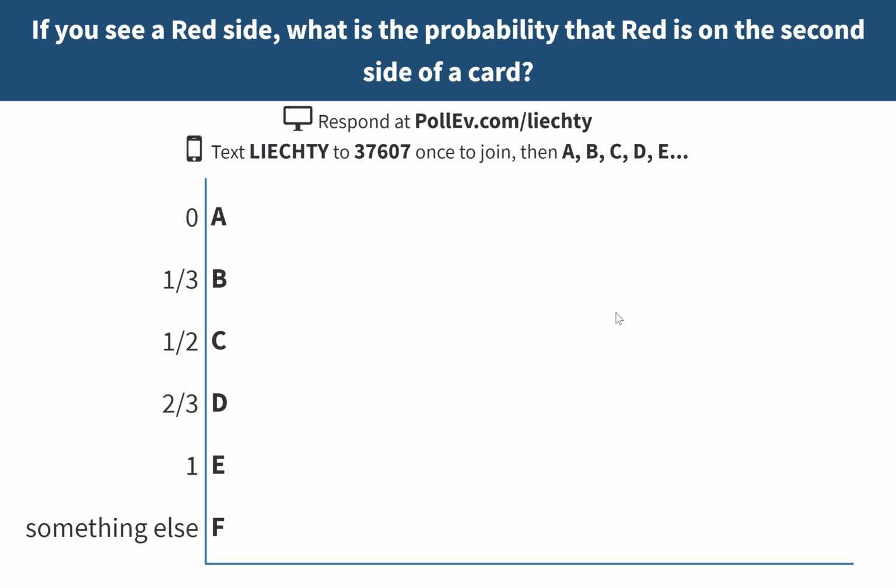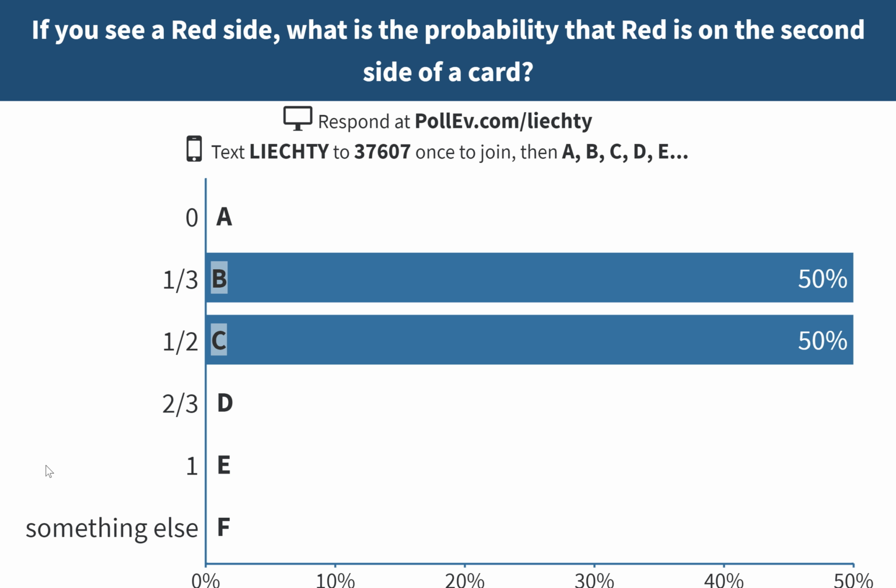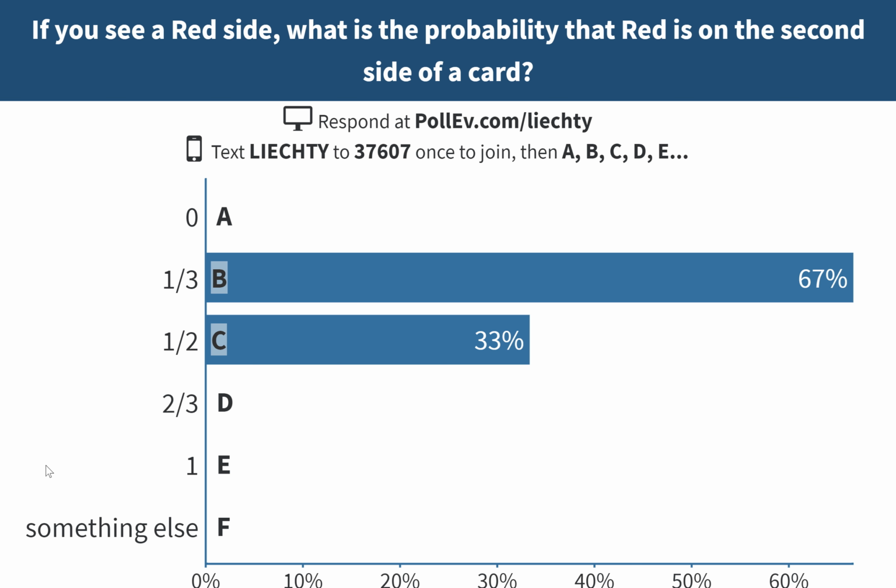If you see a red side, what's the probability that red is on the other side? So the second side of the card is red. And here are your choices: 0, a third, a half, 2/3, 100%, or some other number. And we'll let you guys see what everybody else is thinking on this as well.